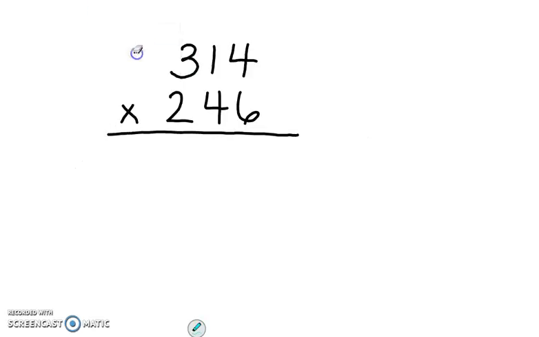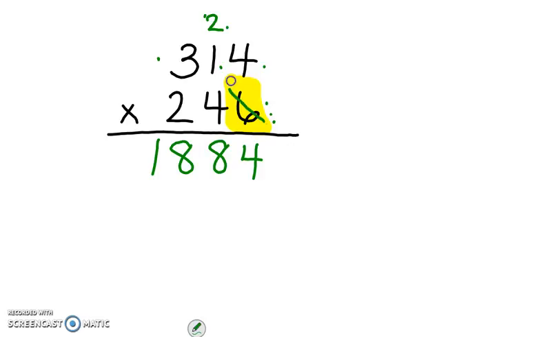I'm first going to pay close attention and use my ones digit. I'm going to multiply that across all place values. 6 times 4 is 24. I regroup my 2. 6 times 1 is 6, plus 2 more is 8. And 6 times 3 gives me 18. Now I've finished multiplying my ones digit, so I can cross it off and put a placeholder to hold the place of that ones digit.